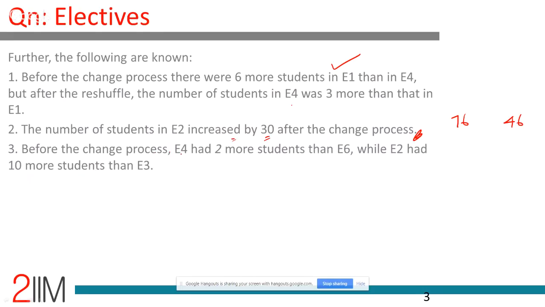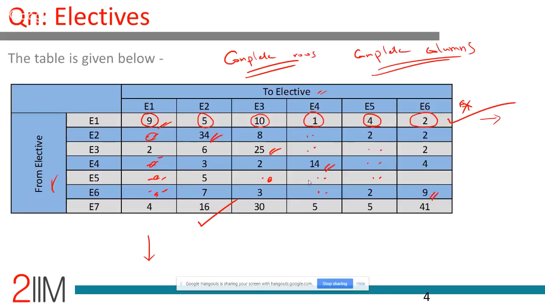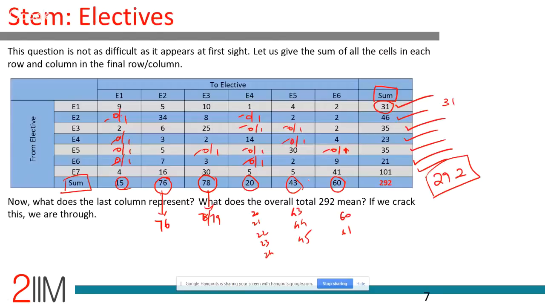This says before the change process, E4 had 2 more than E6. If we find E4, then we can do something with E6. So let's go step by step back to our grid.